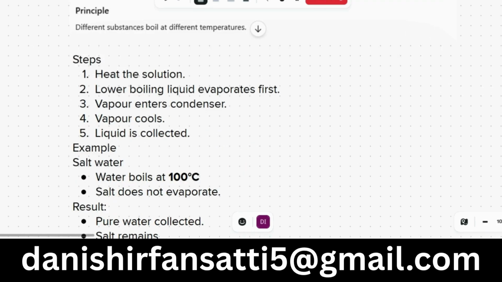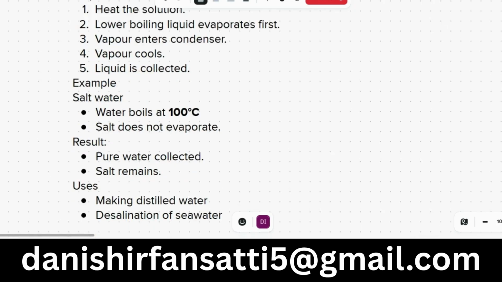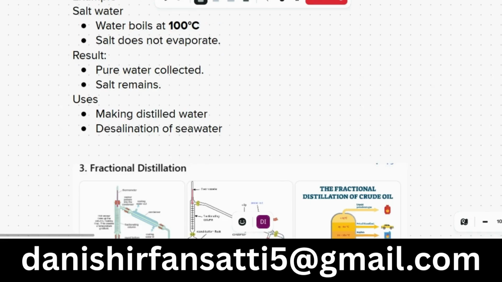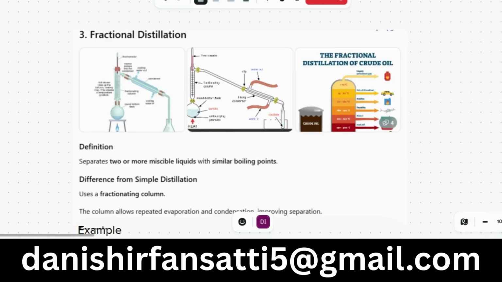The steps that we should take are to heat the solution. The lower boiling liquid evaporates first, vapor enters the condenser, vapors cool down and liquid is collected. Salt water boils at 100 Celsius, salt does not evaporate. So the result is pure water collected, and the water with salt remains there. We use that for seawater to collect fresh water from the seawater. We use that technique for desalination of seawater, or fractional distillation that we use for hydrocarbons.